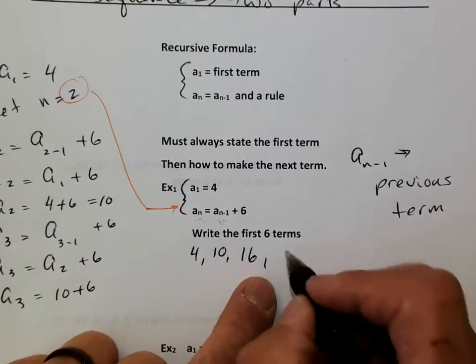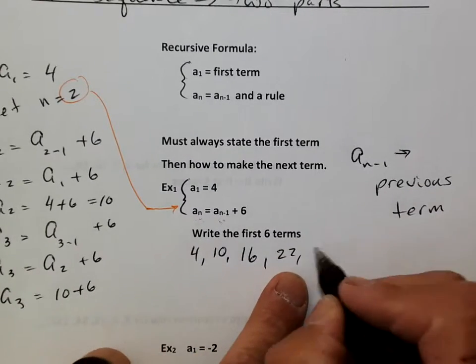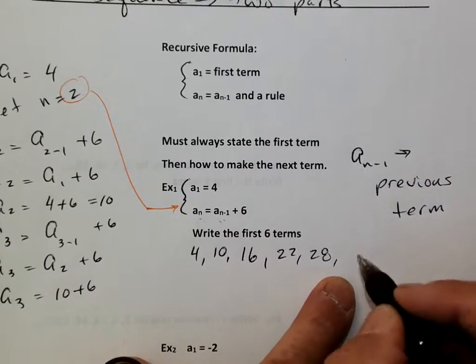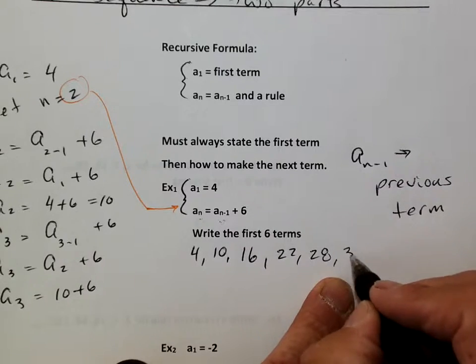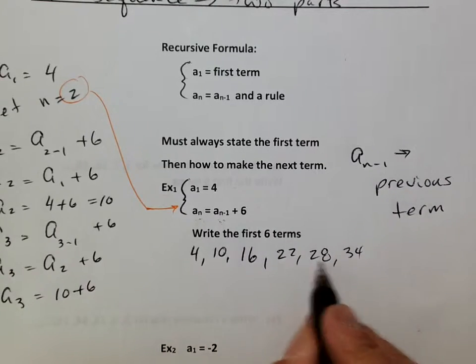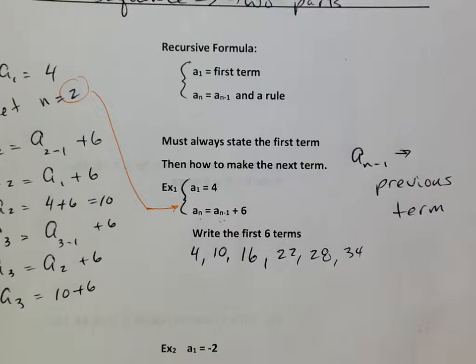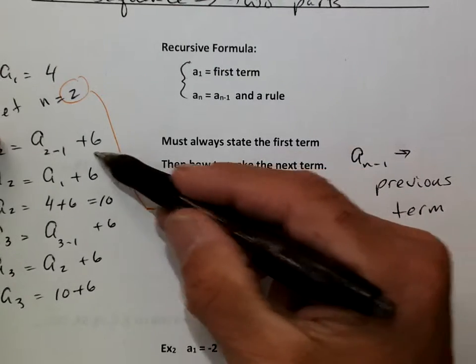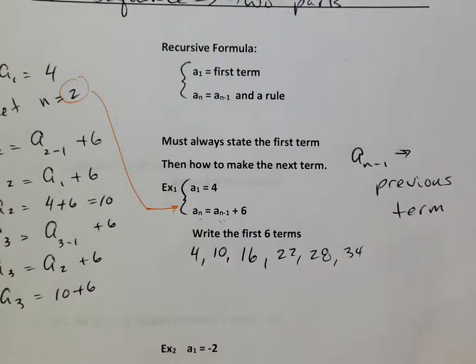So then I'd have 22. I'd add 6, I get 28. I'd add 6, and I get 34. 1, 2, 3, 4, 5, 6. Got it. That's not that bad, is it? It's just a little confusing at first, but if you go slowly and you're willing to make the terms, all of a sudden it becomes very obvious, okay?